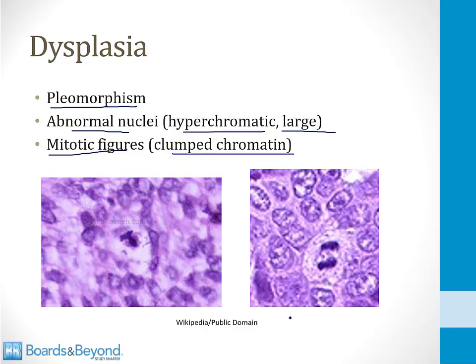On the right side of the screen, you can see chromatin that is separating in metaphase. That is also evidence of a mitotic figure. Under normal circumstances, you may see rare mitotic figures, but when you see lots of mitotic figures, that indicates lots of cellular division, and that is evidence of dysplasia.